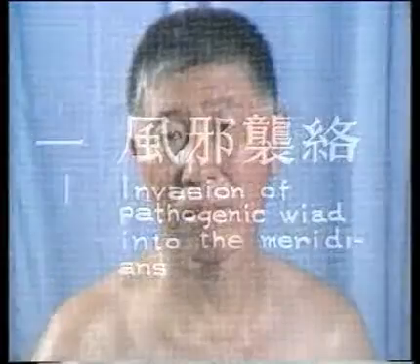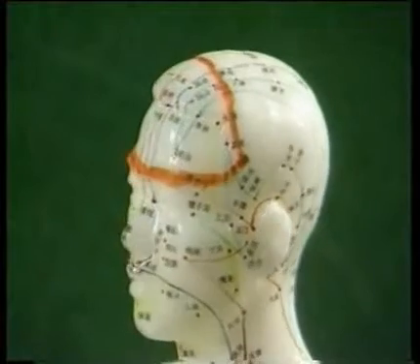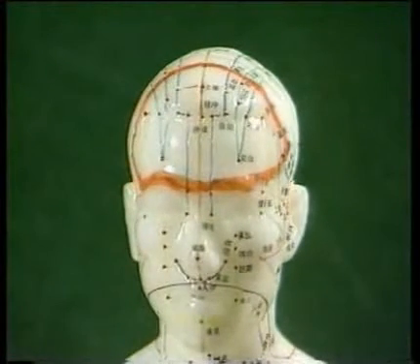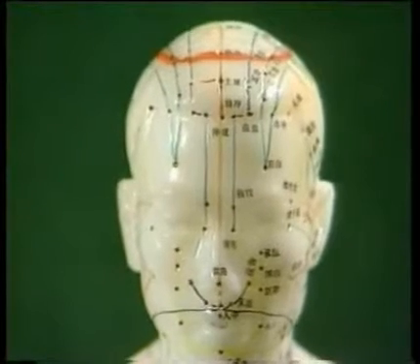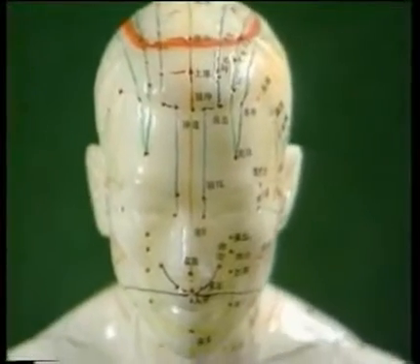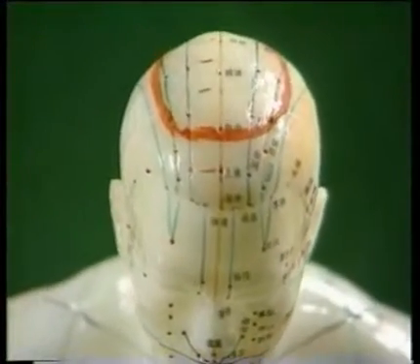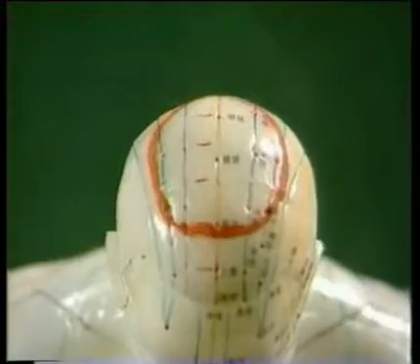Headache caused by invasion of pathogenic wind into the meridians may occur suddenly. It is a violent stabbing pain. According to the location, it may be categorized into 4 types. Frontal headache, temporal headache, occipital headache, and parietal headache. Frontal headache pertains to headaches of the Yangming meridians.